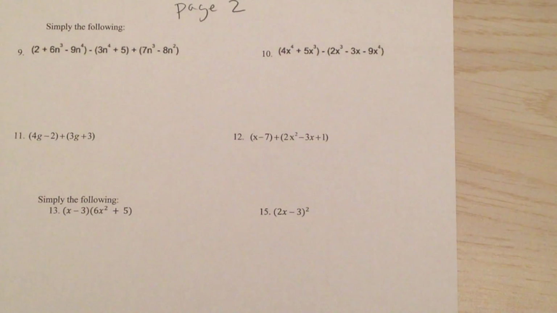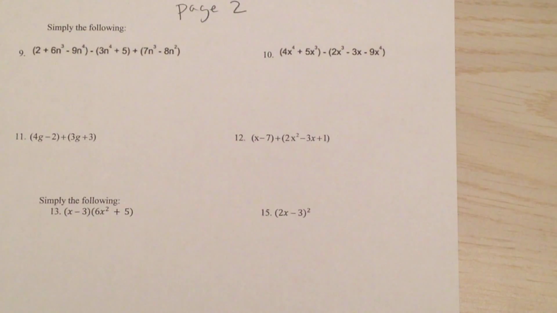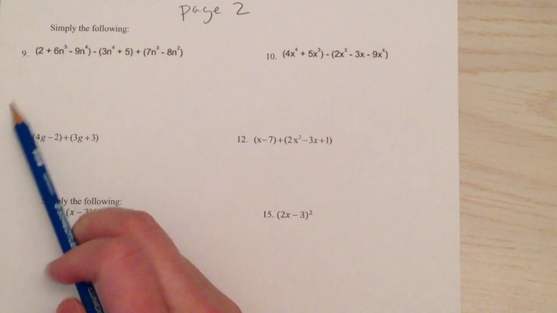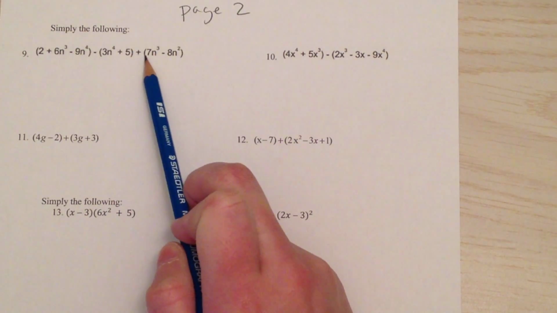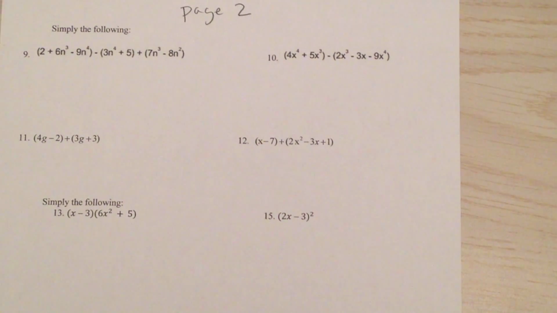Alright, so here's page 2 of our study guide. This one's all on polynomial and polynomial operations. When I see this first problem here, I see a trinomial minus a binomial plus another binomial.